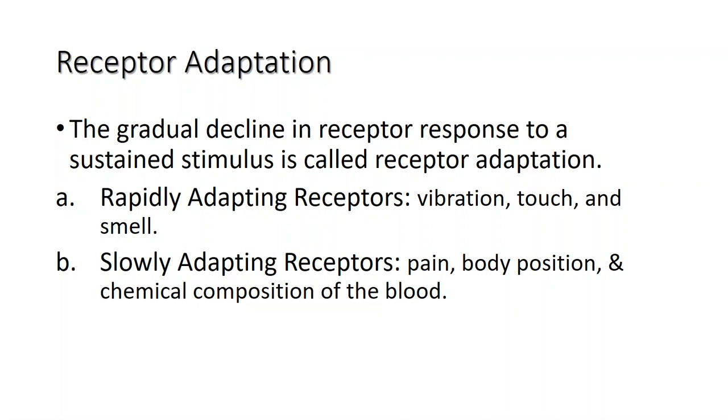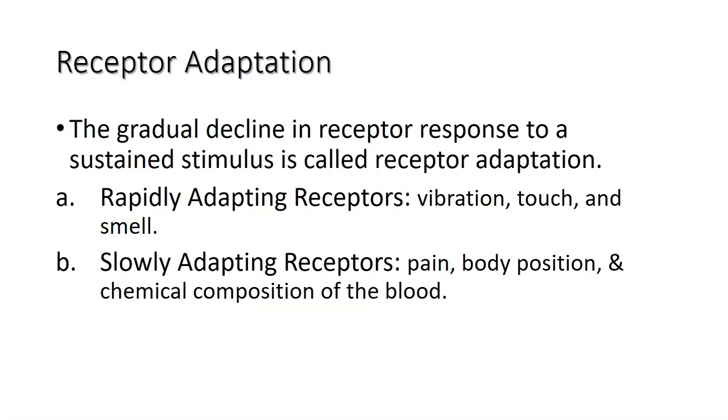The rapidly adapting receptors adapt very quickly. They are also called the phasic receptors. They are specialized for signaling changes in a stimulus. Receptors associated with vibration, touch, and smell are rapidly adapting.